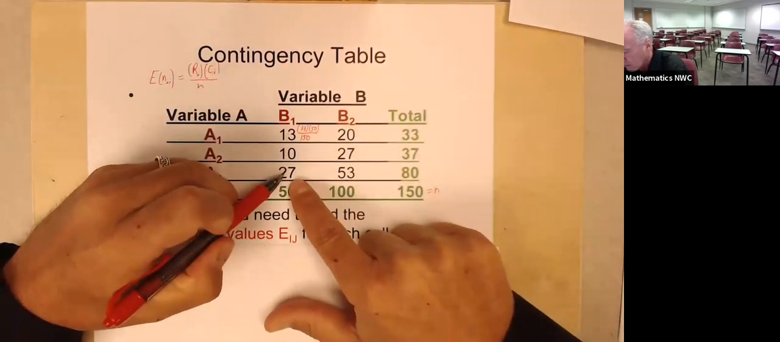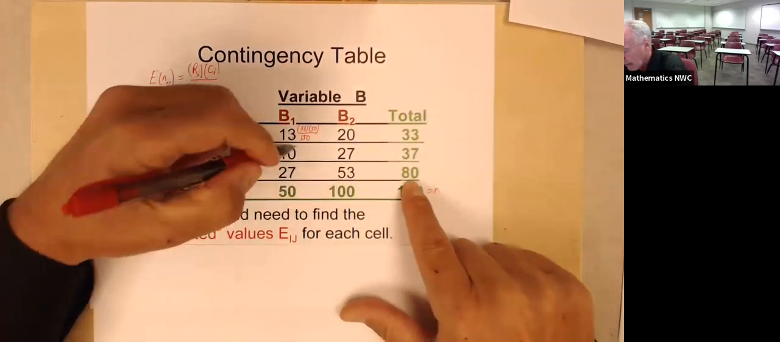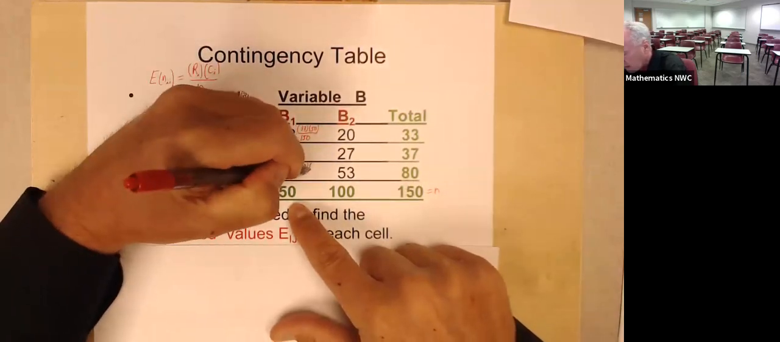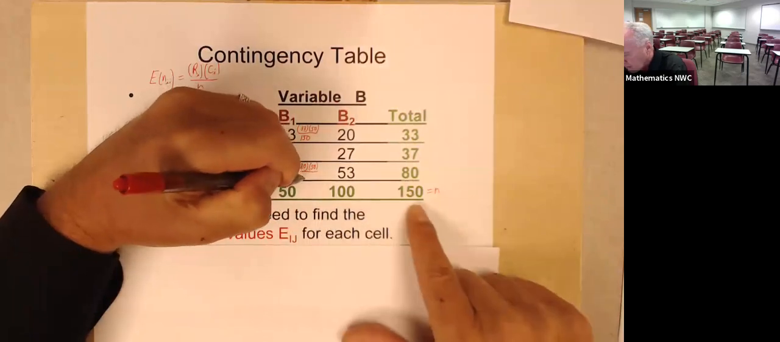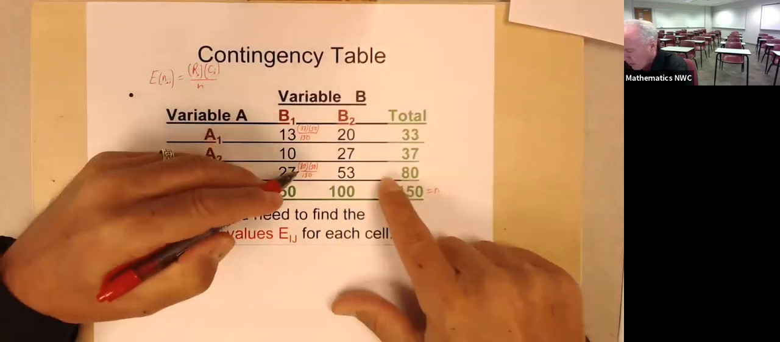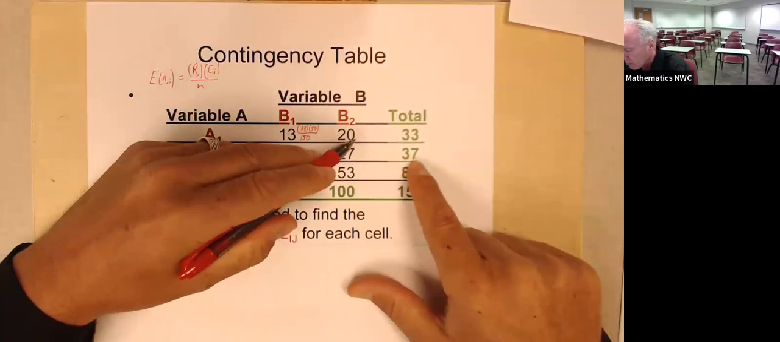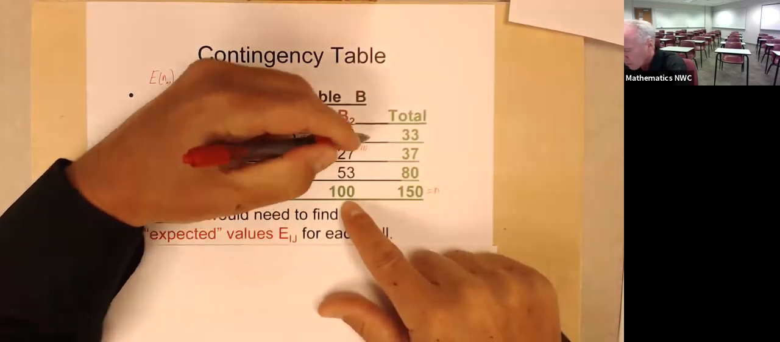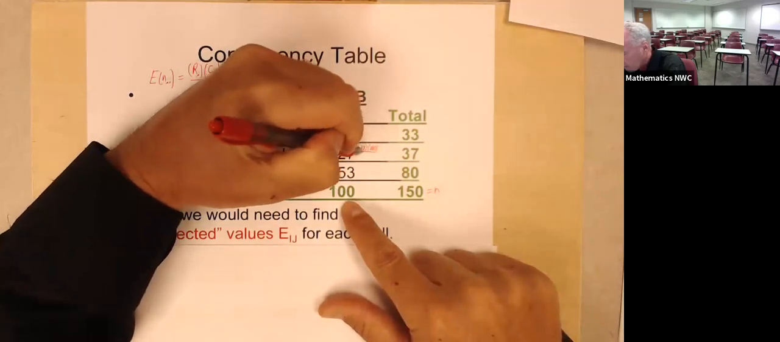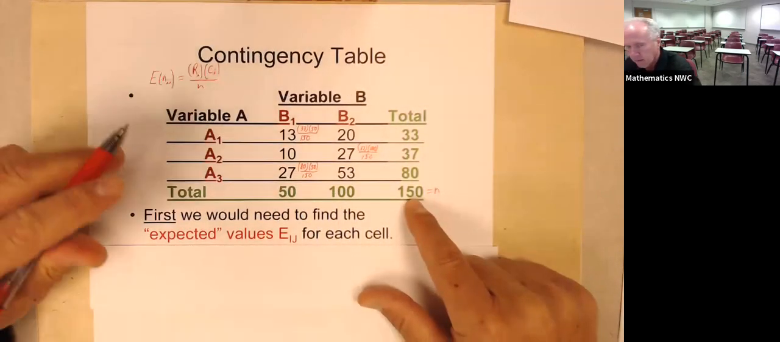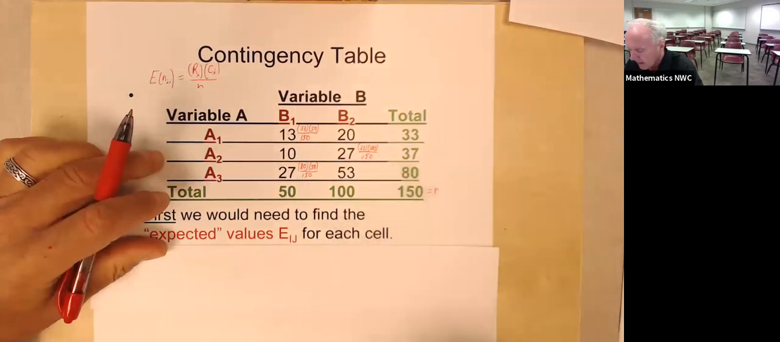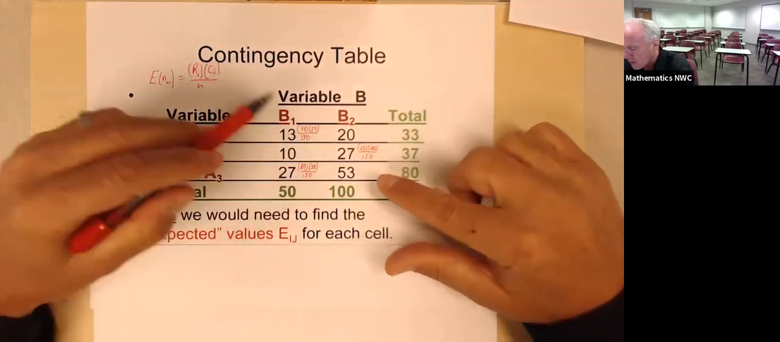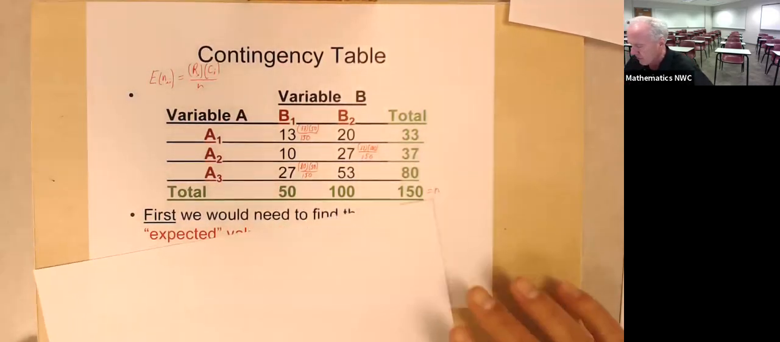What would the 27 have been? Well, it would have been 80 multiplied times 50 divided by 150. What would this 27 have been? It would have been 37 times 100 divided by 150. I hope you see where we got all of those numbers. So we would have to calculate those 6 numbers, again, round it off to the nearest integer.